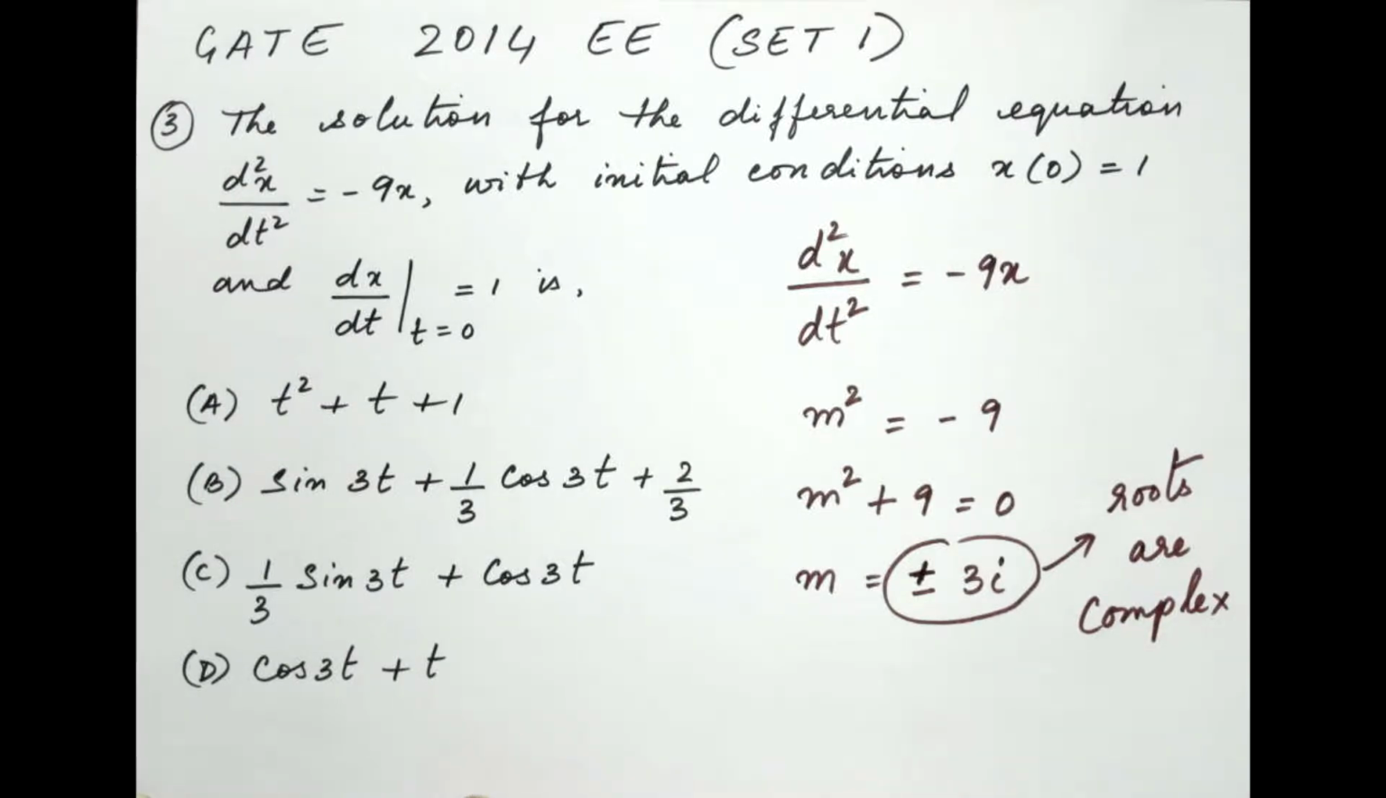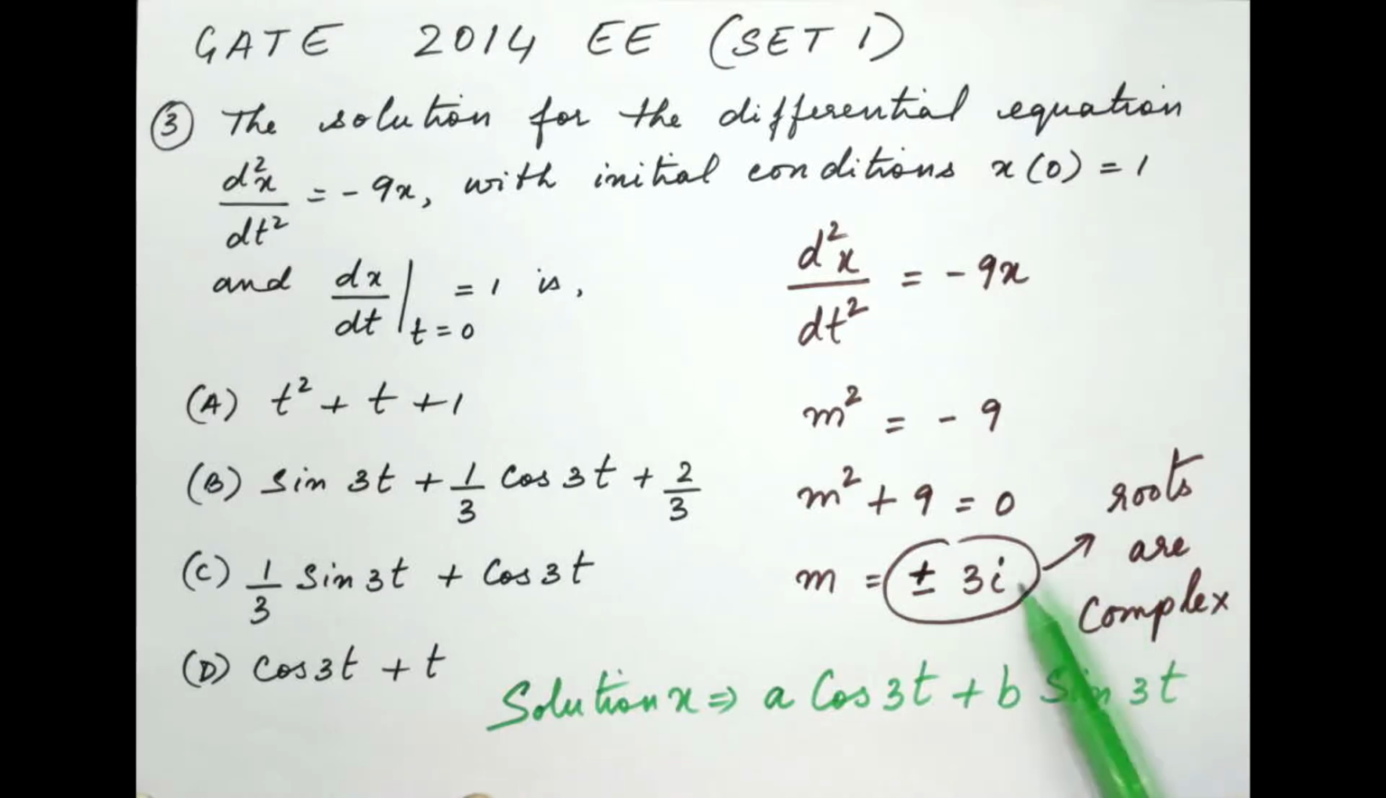Now for the general solution, when the roots are complex, we use trigonometric functions. Let me just write that down here. So here we see that the roots are complex. When the roots are complex, the solution x is written as a cos 3t, because we have 3 here, plus b sine 3t. Now we will have to find out what the values of a and b are. That's going to be our next step.